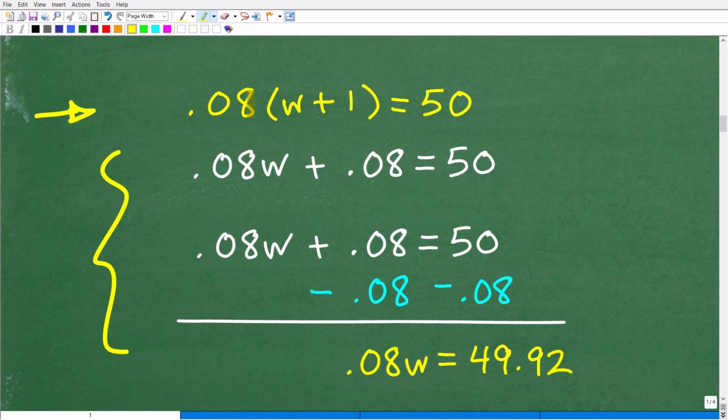Okay, so the first thing we need to do here is take this 0.08 and use a property called the distributive property. We have to distribute this 0.08, and multiply it by w and 1. So 0.08 times w is 0.08w, 0.08 times 1 is 0.08, and that's equal to 50.